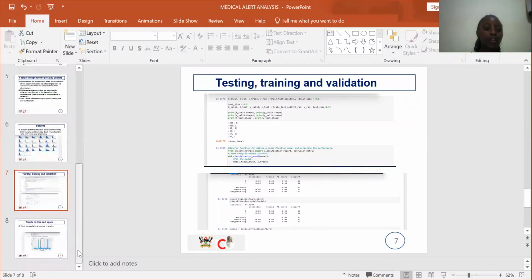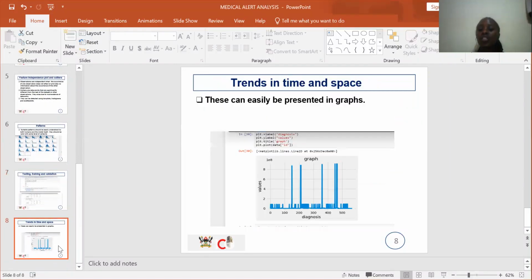And then for trends in time and space, I used a graph to show it, because they can easily be represented in graphs. So this is how I did mine, and this is how it looks. It contains the diagnosis as my x-axis, and then the ID as my y-axis. So that's all for my PowerPoint presentation.